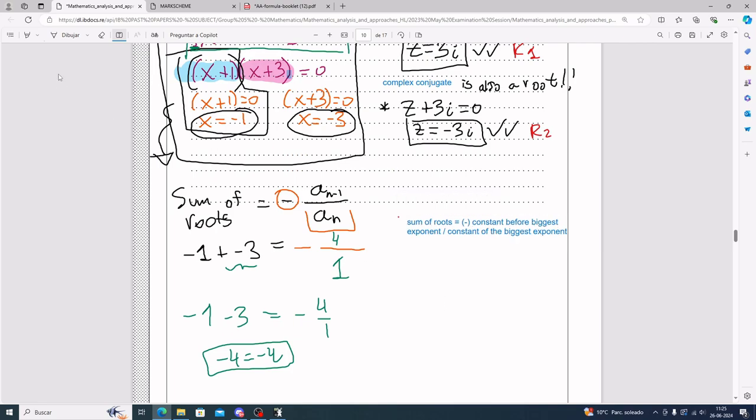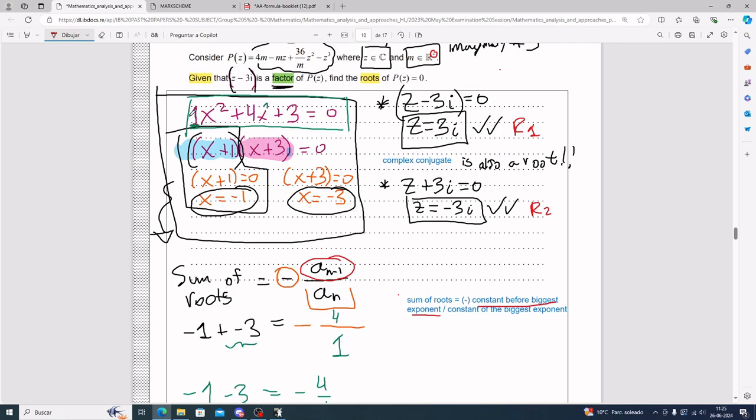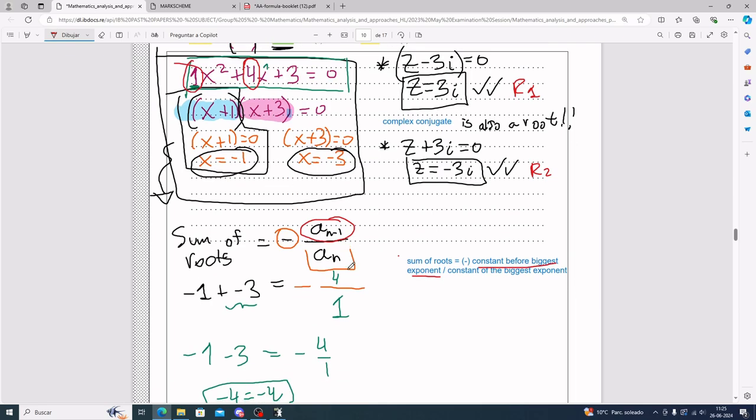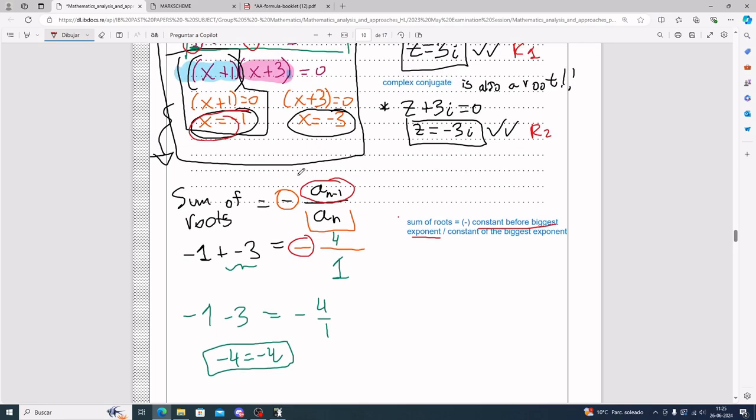And so let's just review that one more time. This a n minus 1 was the constant before the biggest exponent, which here is the 4, and the constant of the biggest exponent was 1. So that is why you had 4 divided by 1. You have a negative because that's what the formula brings to you. And the sum of the roots is just going to be the negative 1 plus the negative 3. All right, so this formula is huge.